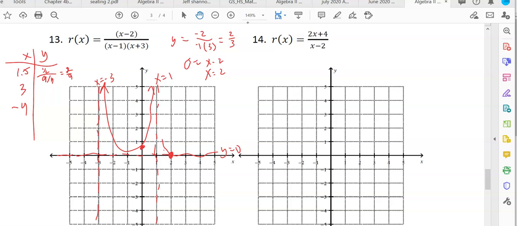So this graph's doing this, I think. Plug in 3. I want to see if it crosses. My guess is it crosses, but it might not. I don't know. 3 minus 2 is 1. 1's in the numerator. 3 minus 1 is 2. 2 times 6 is 1/12. Wow, it goes up to 1/12.